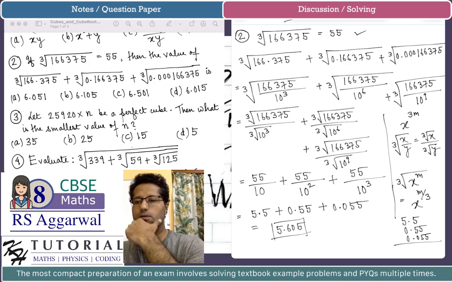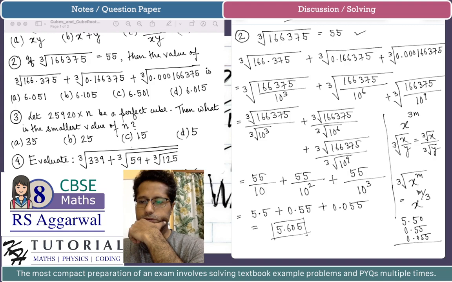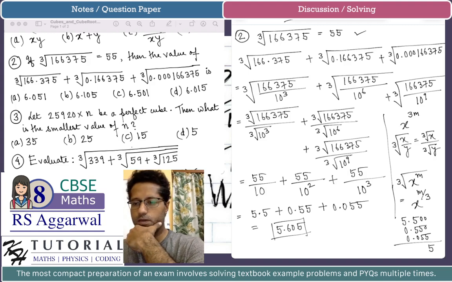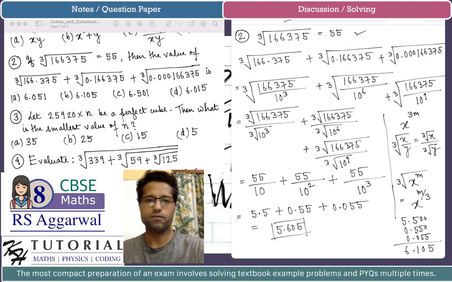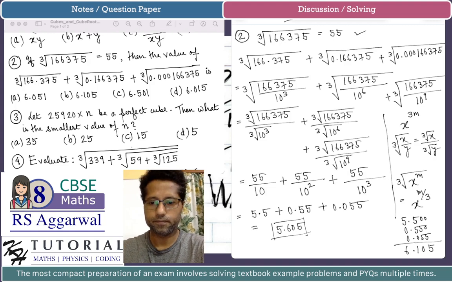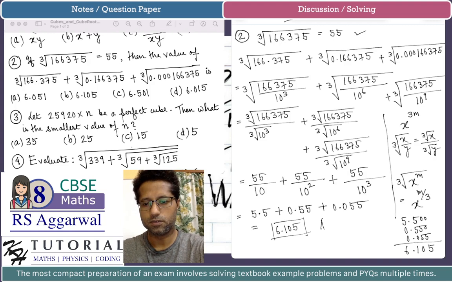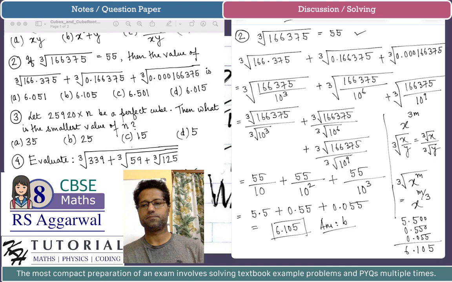So we have 5, of course 5, and 5 and 5 is 10, 11, and 6. It is 6.105. 6.105 is the value of the given expression, 6.105. So the correct choice is B. B is the correct choice.